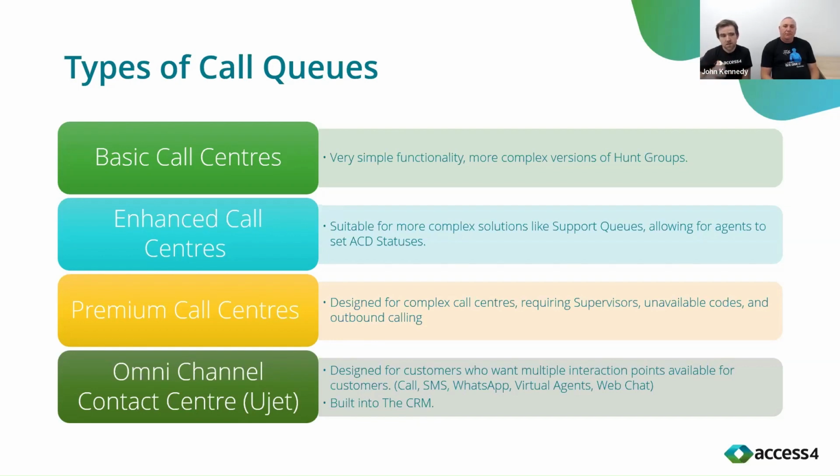And as well with the UJET, all built into the CRM. So it's not just, can we integrate with the CRM? We really do push that integration piece and making it work in there. So that's your source of truth for the customer's information and that kind of details. So it really comes down to what kind of level of integration your customer needs and what kind of functionality they need is based on what kind of call queue type they should go for.